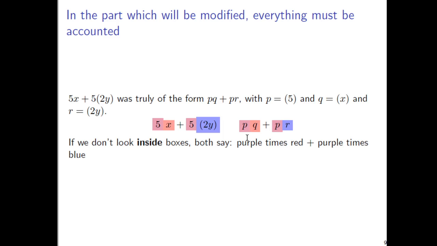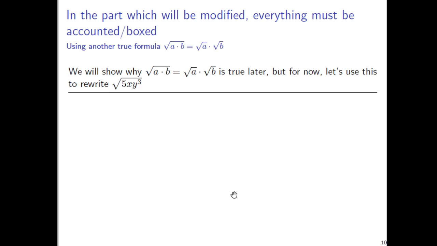And that's what the format of the formula was trying to get at. So the formula is trying to address if you ever have purple times red plus purple times blue, that's one side of what the formula looks like, and you can convert what you have inside your problem to look like the other side of the formula. Okay, one of the key things is that everything in the part that you're modifying has to be accounted for, or let's say put in a box.